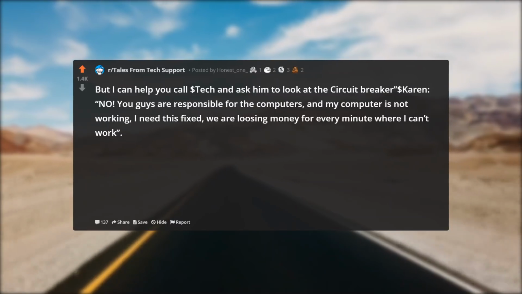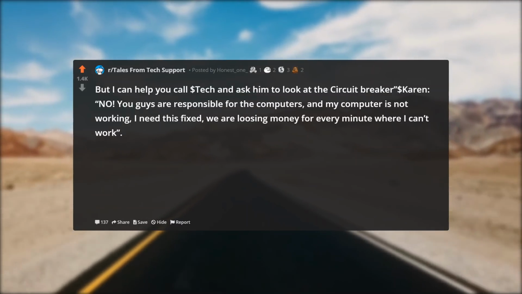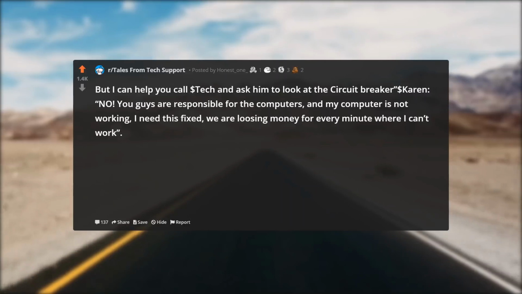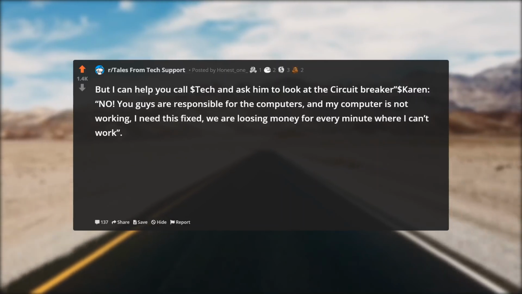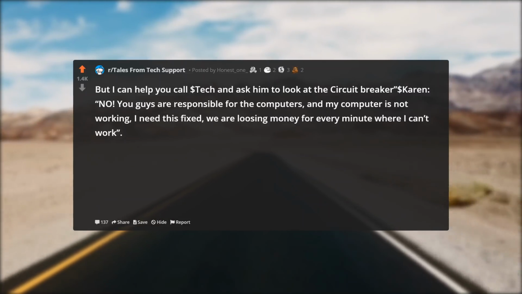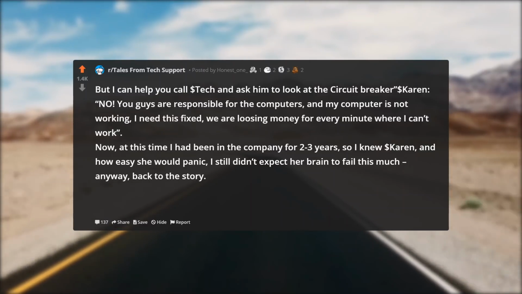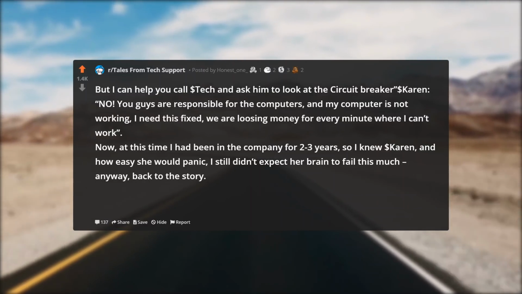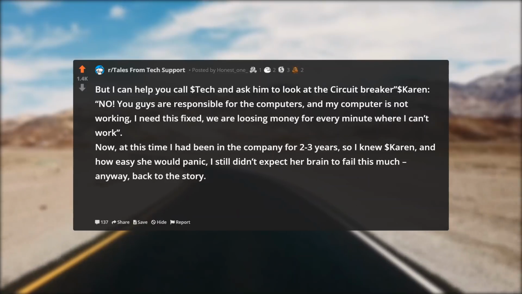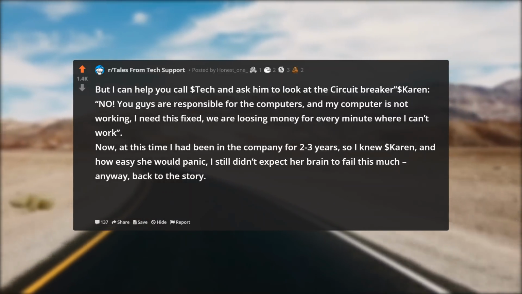Karen: No. You guys are responsible for the computers, and my computer is not working. I need this fixed. We are losing money for every minute where I can't work. Now, at this time I had been in the company for 2 to 3 years, so I knew Karen, and how easy she would panic. I still didn't expect her brain to fail this much anyway.